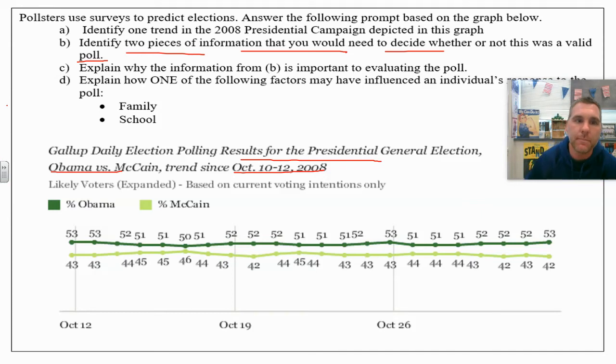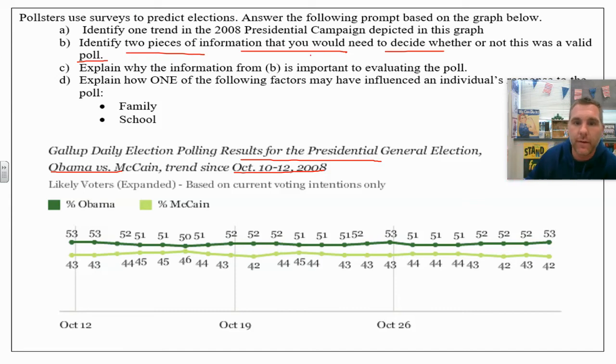Okay. Explain why the information from B is important to evaluating the poll. Again, self-explanatory, right? You have to know the margin of error to know how accurate the poll is. You also have to know how many people were surveyed to know if this is an accurate reflection, or how the poll was conducted.